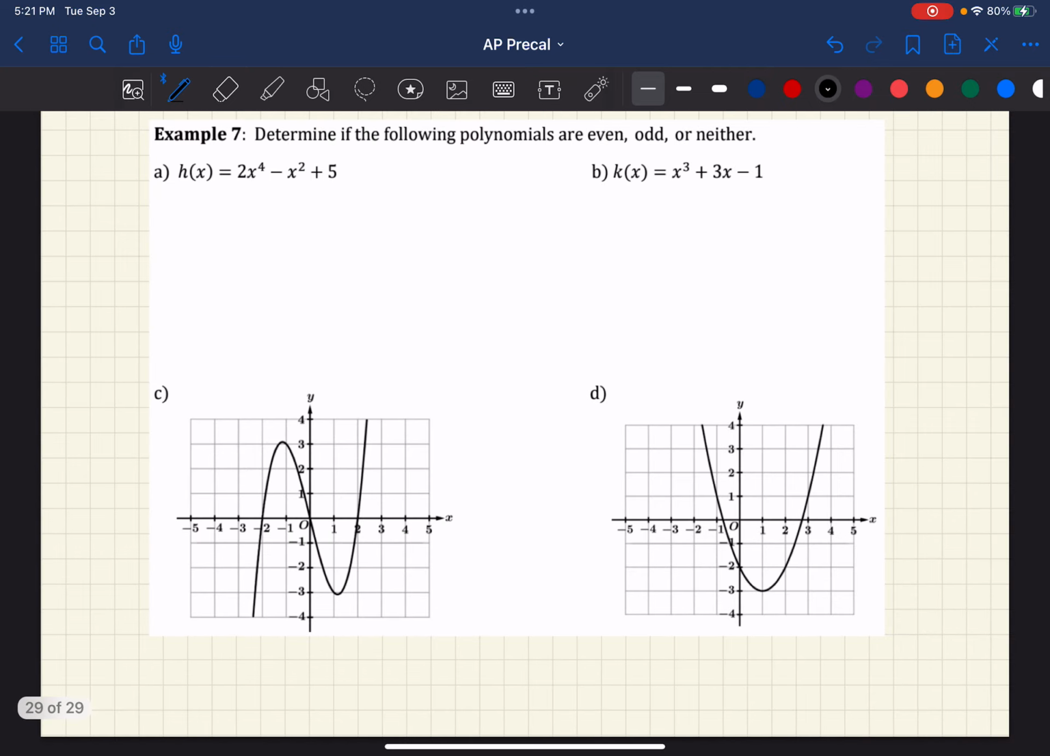Okay, and then now you have 4 examples that I want you guys to work on. We will go over those in class as well. So make sure that you are studying and reviewing the notes.